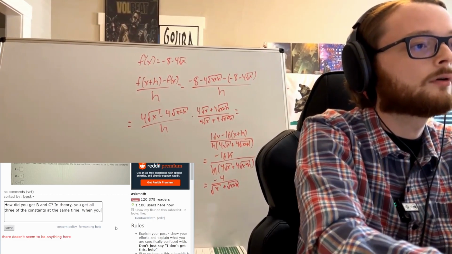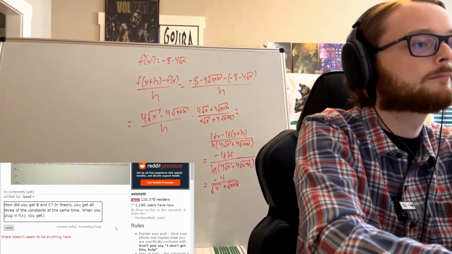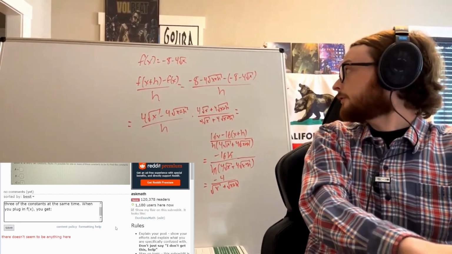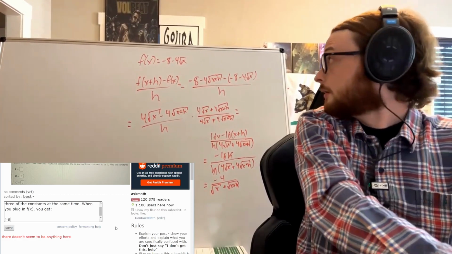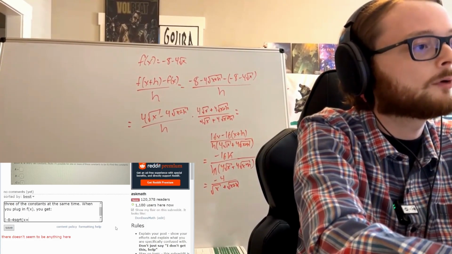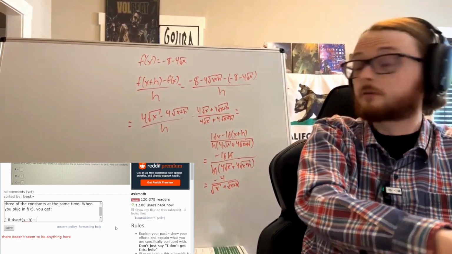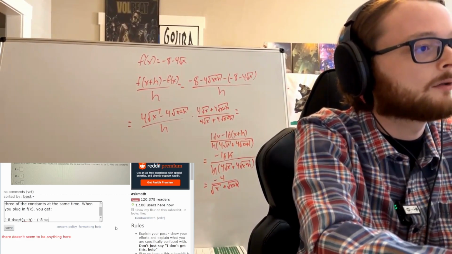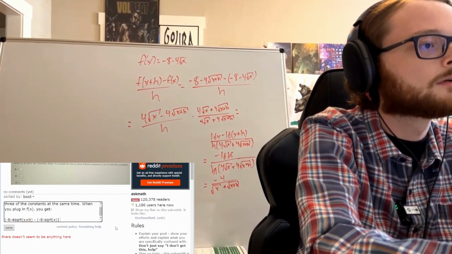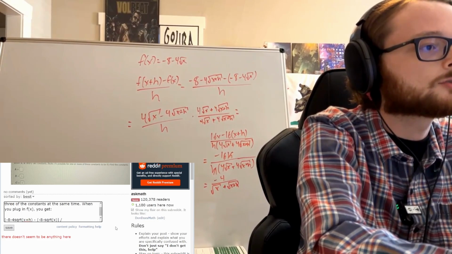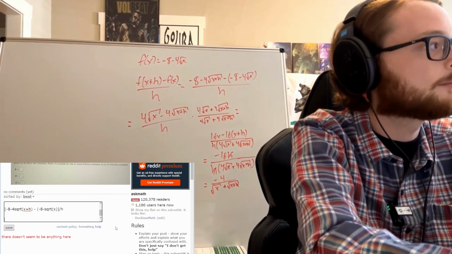When you plug in f of x, it's gonna be a little bit of pain to write, but I think it's worth it. -8 minus 4 square root x plus h minus -8 minus 4 square root x, divided by h, or over h. That's not that much of a pain. I don't know why I'm complaining.